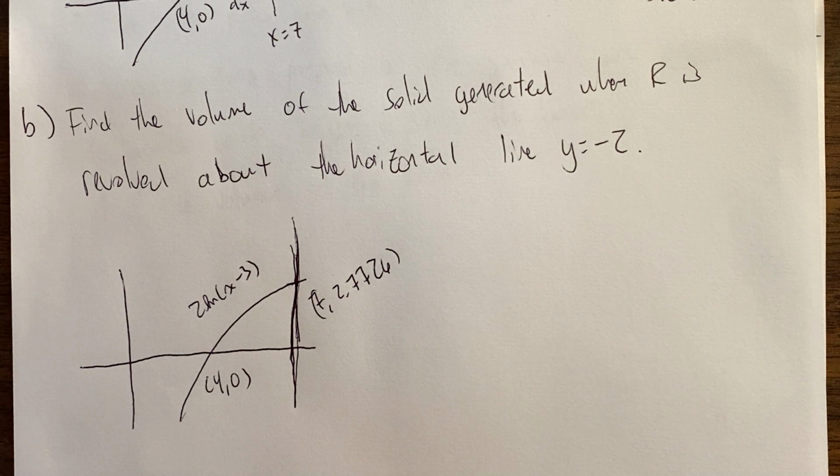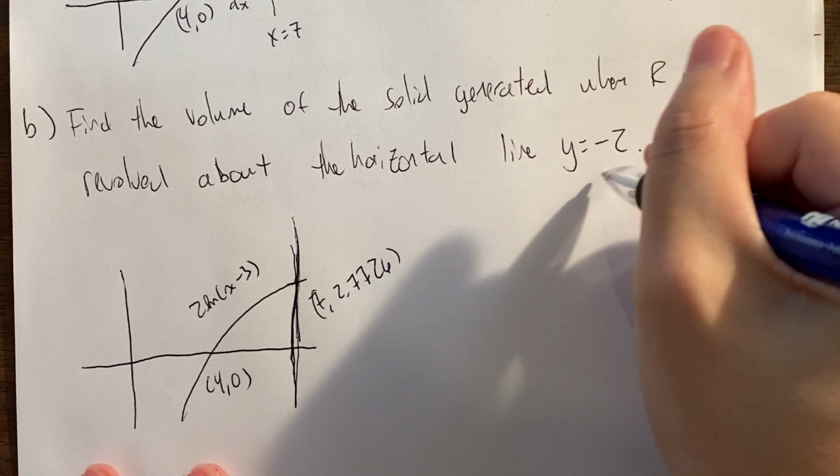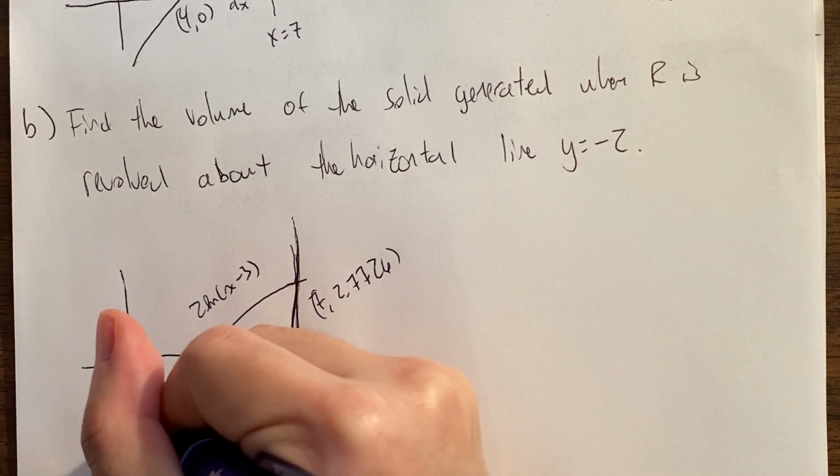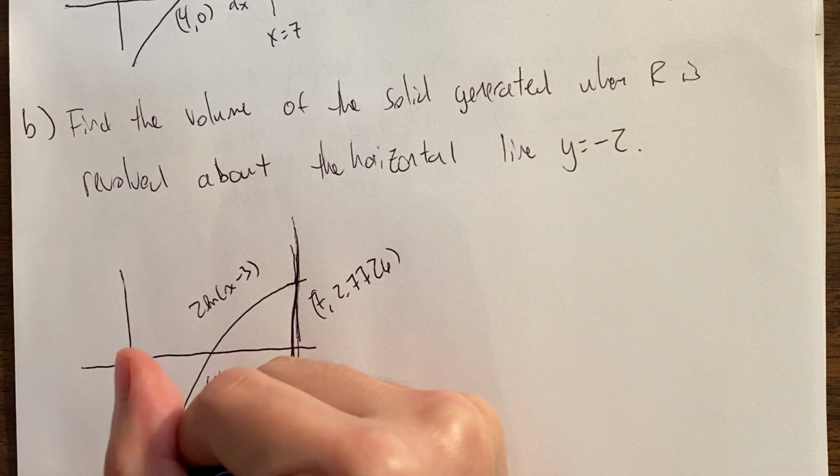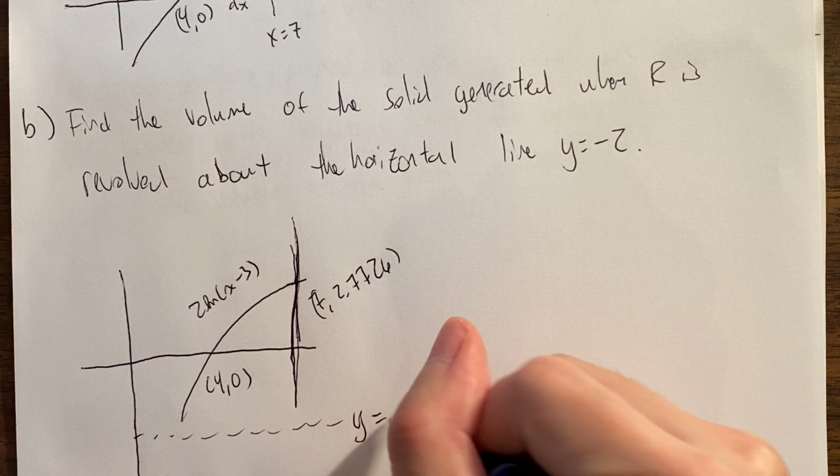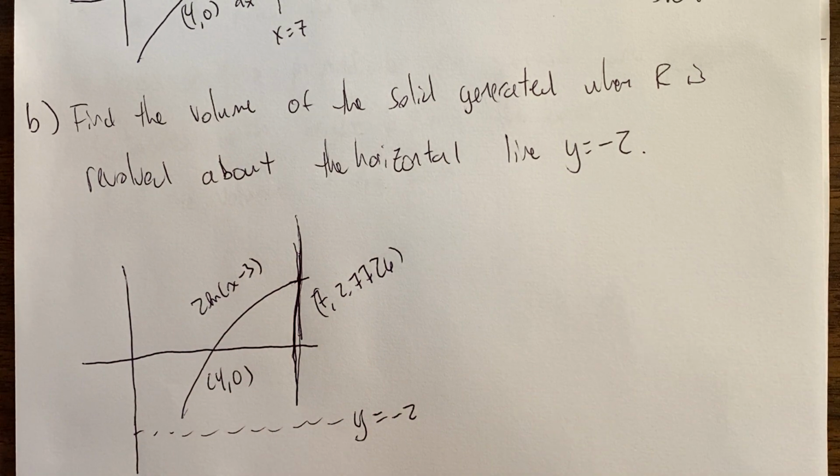So this is volume by revolution. The first thing to do is to find what the rotation axis is. So it's the horizontal line y equals -2. That's down here, so we can sort of exaggerate it and say it's about right here. And then what you want to do is choose whether to do a dx rectangle or dy rectangle.